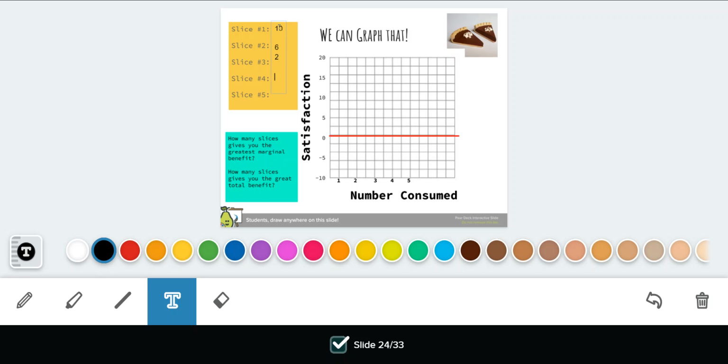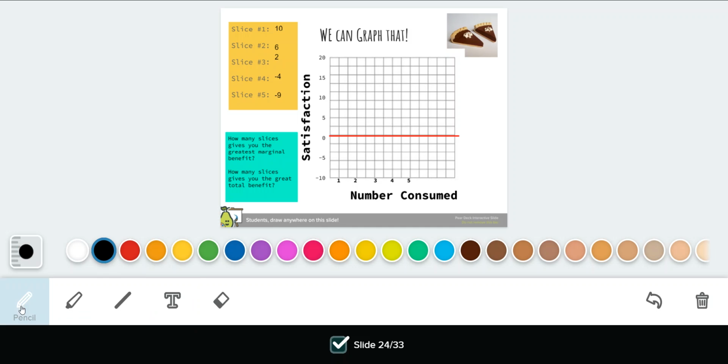And then down to the 4th slice, so full, not enjoying it, it's going to be a negative. Let's go with a -4. And then that 5th slice of pie is too much, not enjoying it at all. I'm going to go a -9. Okay. So these numbers here are my utility. This is how much I am benefiting from each individual serving of pie. So we want to graph that now.